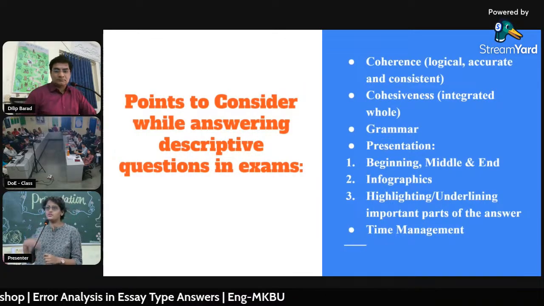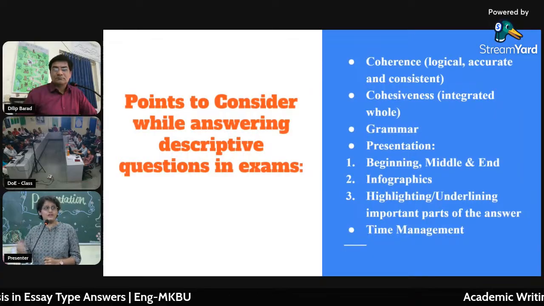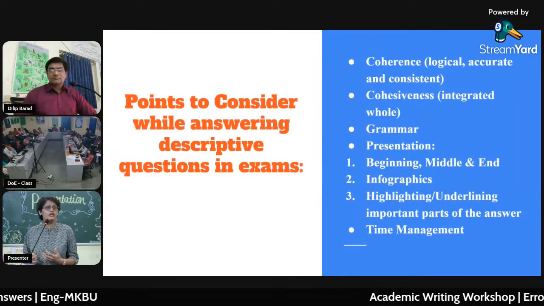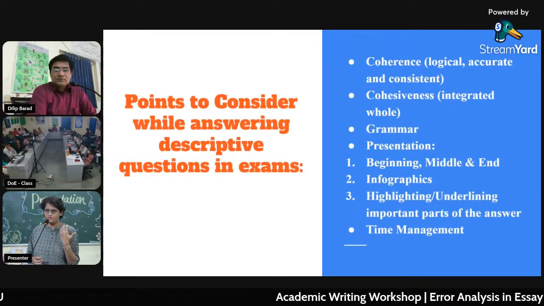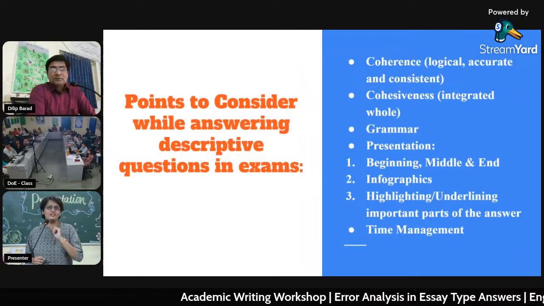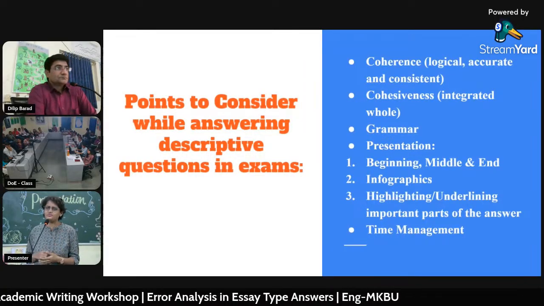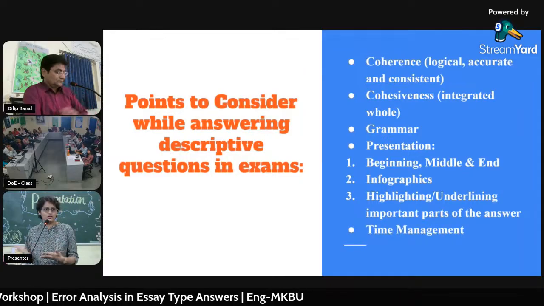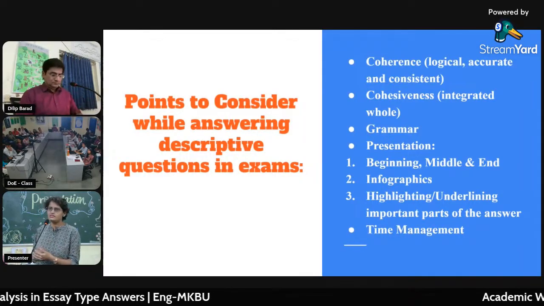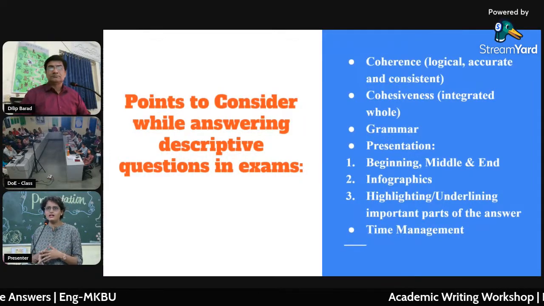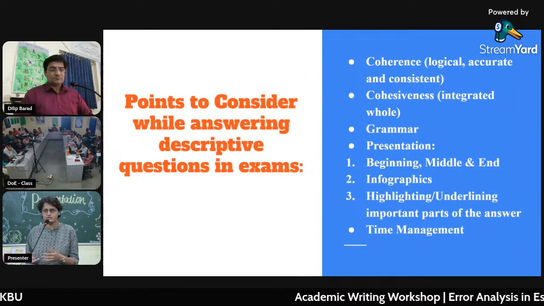Then when it comes to presentation also, a lot of you have now started using infographics, which you were not doing in the previous semester. A lot of you have also started highlighting or underlining important points in your answers, which you were not doing previously. So all these things are good improvement in your answers this time.